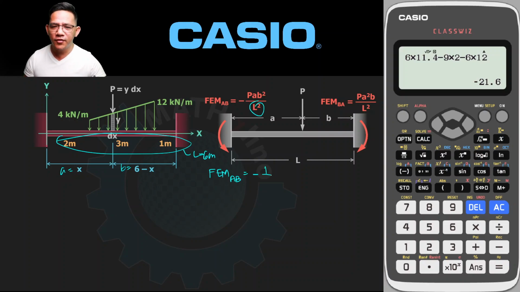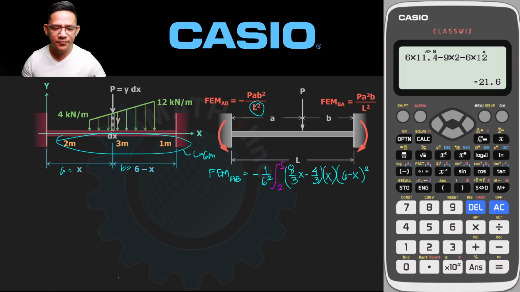1 over 6 squared. Okay? 8 over 3 of x minus 4/3 times x times (6 minus x) raised to 2. Sum up, which means we're going to integrate. Limits from 2 to 5 again. From 2 to 5. That is our fixed end moment at A and B.